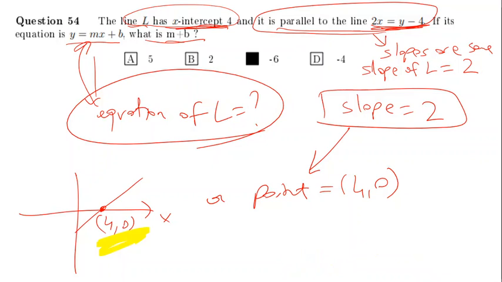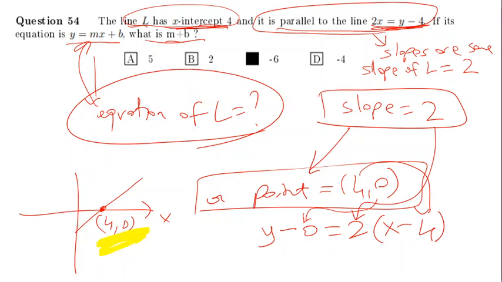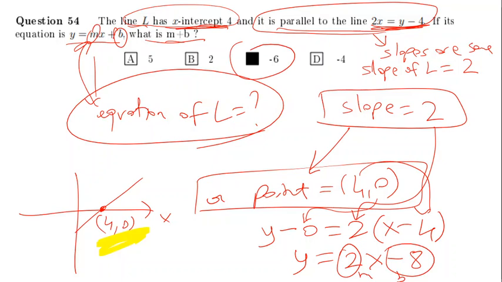Okay, can we make the equation? Yes, we have a point. We have a slope. So we use the slope-point form: y minus 0 is equal to 2, the slope, times x minus x0. Okay, guys, I don't want to write the reminders here because it's already 3 hours now, and I don't want to spend 10 hours for these questions. So 2x minus 8. So 2 and minus 8, these are m and b.